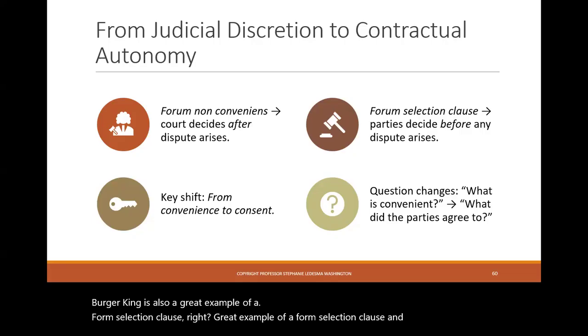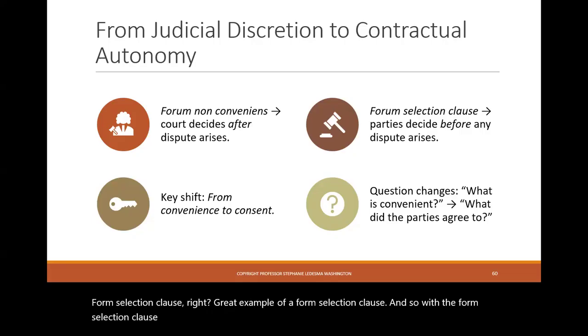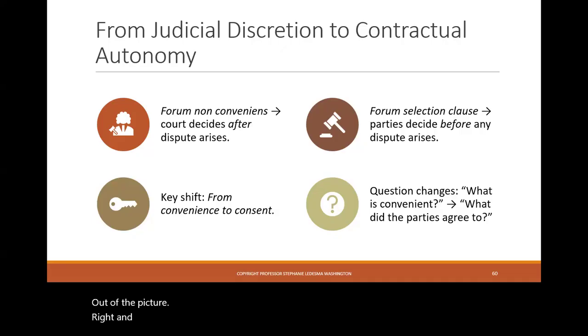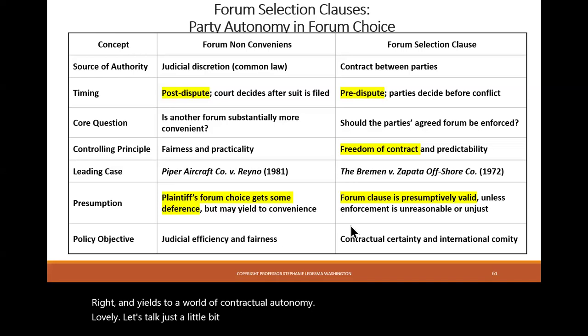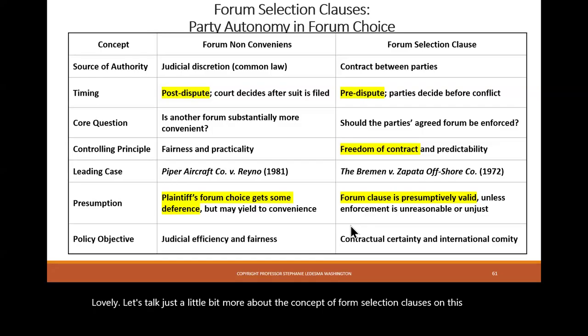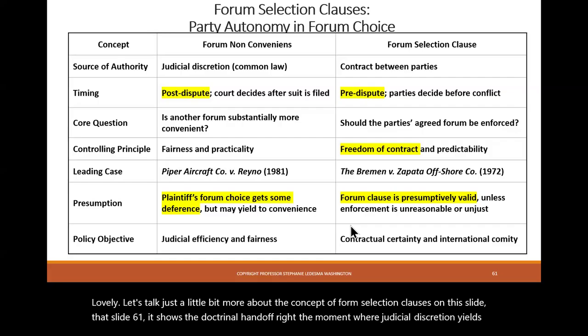And so, with the forum selection clause, it takes the world of judicial discretion out of the picture, right? And yields to a world of contractual autonomy. Lovely. Let's talk just a little bit more about the concept of forum selection clauses. On this slide, that's slide 61, it shows the doctrinal handoff, right? The moment where judicial discretion yields to party autonomy.